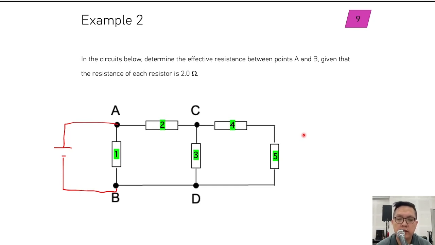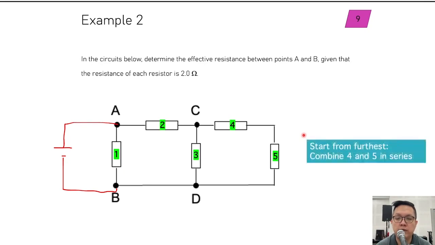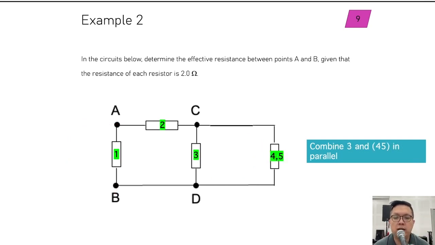Okay, so let's see what I can do. Remember, we're supposed to start from the furthest. We can combine 4 and 5 in series. If you look at this path between C and D, there are two paths. One path is down here. The other one is over here. I'm just going to use the pen to draw for you so it's clear. One path is this way, the other one is like this. So we're going to combine these two, and then we'll get basically a series circuit over here. 4 and 5 combine like that.